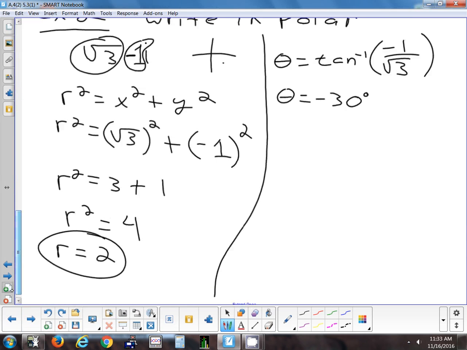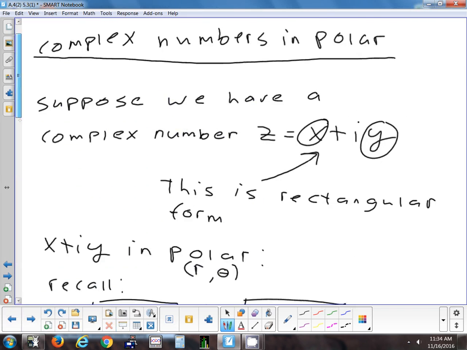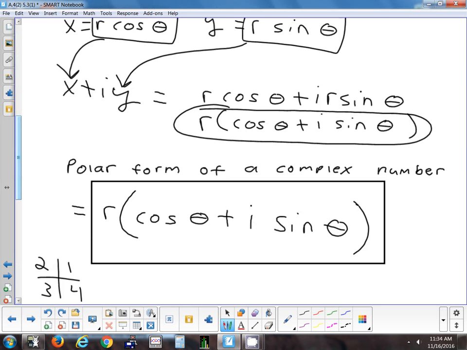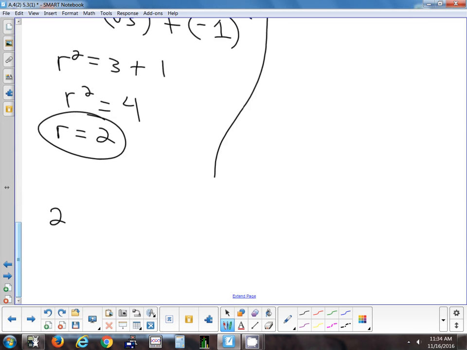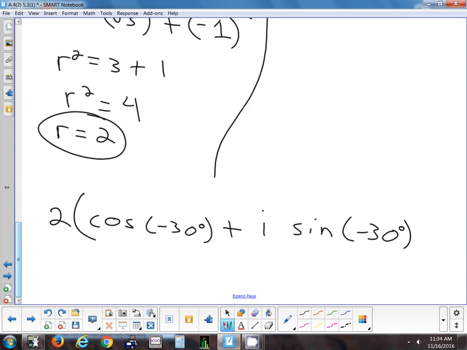All right, so now we have to write our final answer. So remember the form. It's r cosine theta plus i sine theta. Okay, so I'm going to write r parenthesis cosine theta plus i sine theta. Now, when we have a negative angle, there's a couple ways we can get rid of the negative. What's something you can add to negative 30 to make it positive, but it doesn't affect the answer?